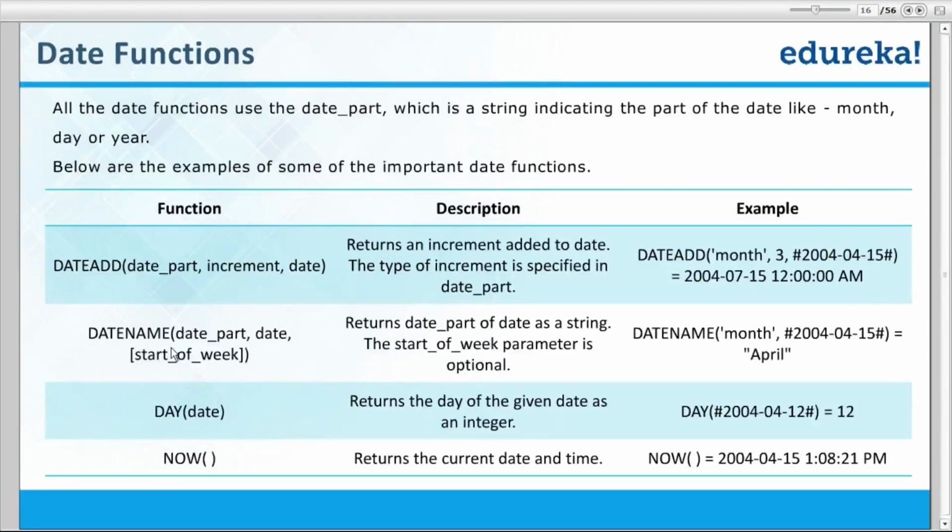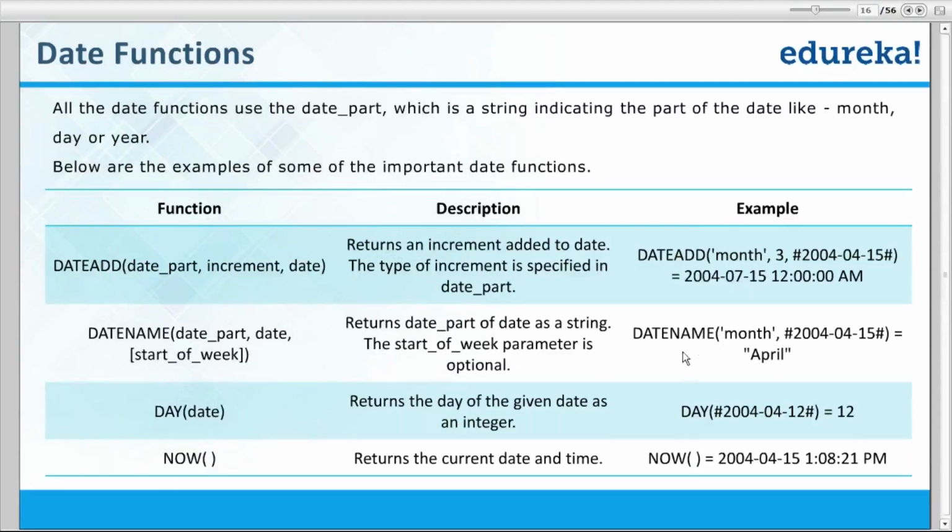Similarly, we have something called DATENAME. What is this going to do? We'll see the syntax. Even I don't remember the syntax actually. Whenever I see a function, from the function I understand what parameters are required. For example, in DATENAME there is a date part, and next it asks for the date, and in brackets they have given start of week. Whatever is mentioned in the square brackets is optional, not mandatory, so we need not worry about that.